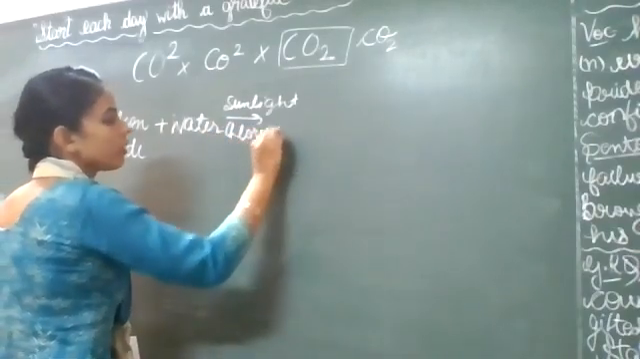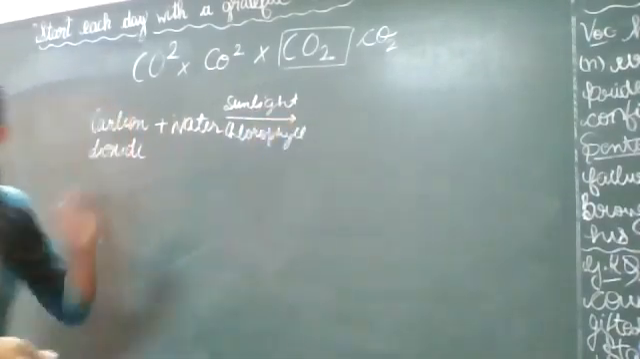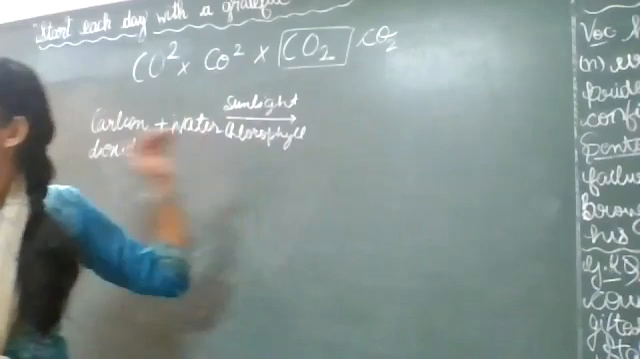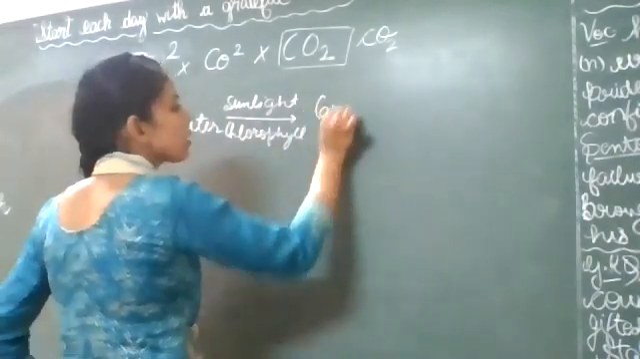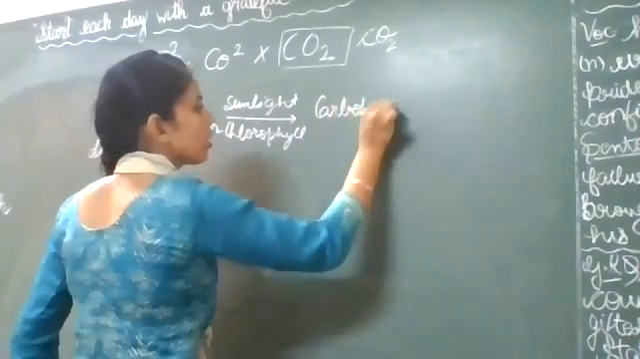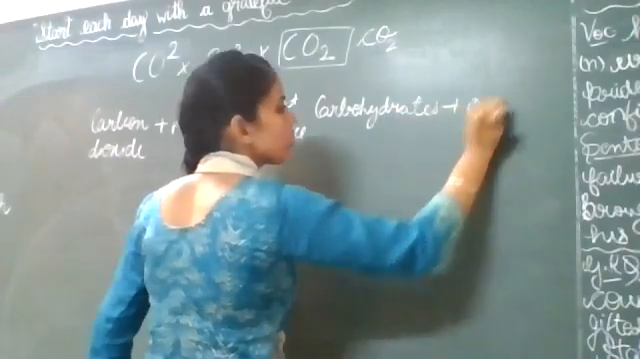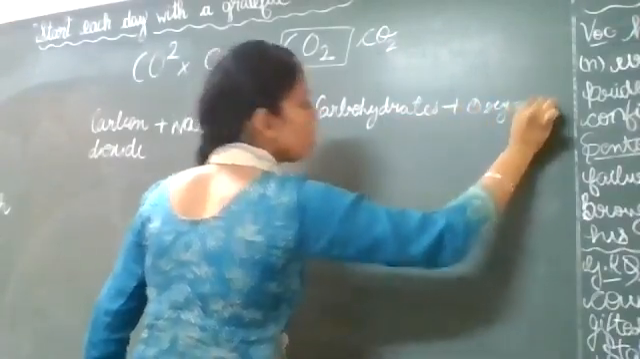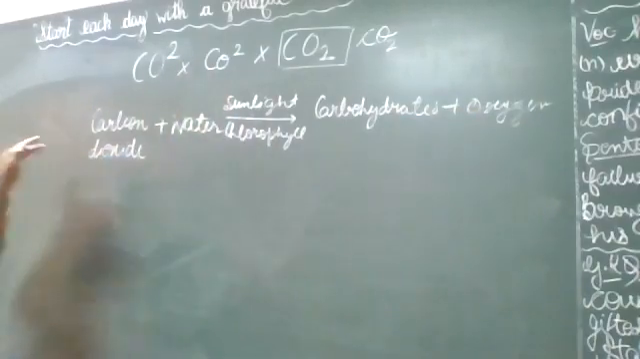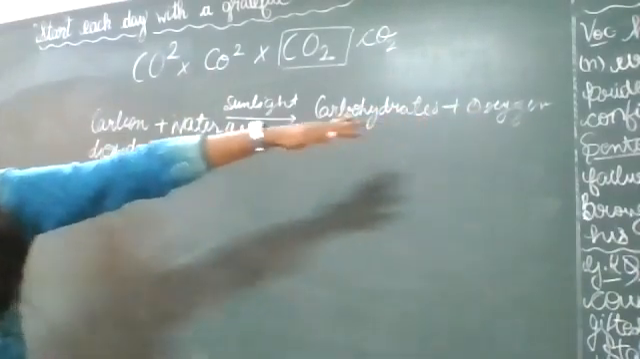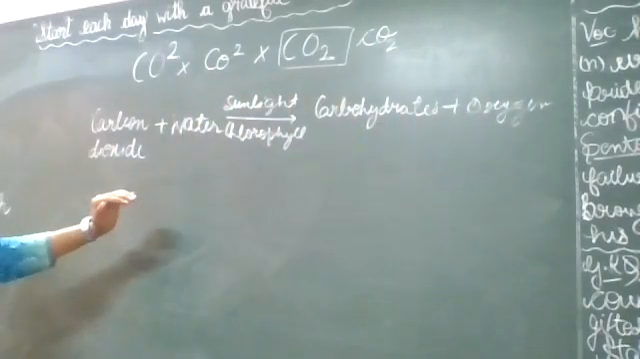Chlorophyll. That the reaction is going on, that a new product is forming. Next, carbohydrates plus oxygen. Don't write the word equation in this manner. Clear? Always write the word equation in proper line. Clear? You can write it in this way. Clear?